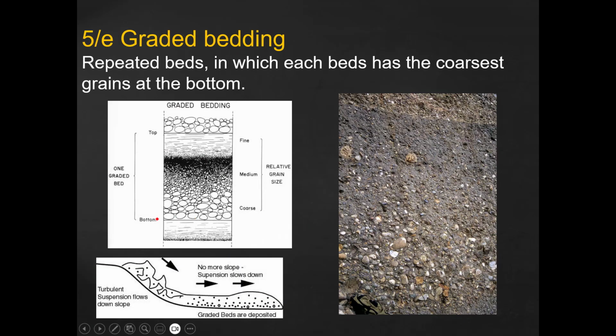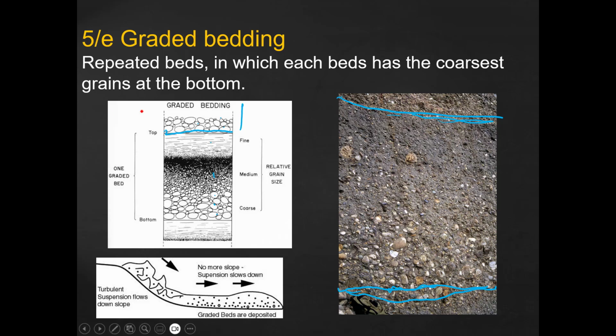Graded bedding means that you have repeated beds in which each bed has the coarsest grains on the bottom and the finest grains on the top. That's what we call typical graded bedding. In this picture, you can see this is already the next layer with the coarsest grains. As you go up it gets finer and finer, and this is the real thing. The coarsest grains are right here, and then the finest is right on top, right there.